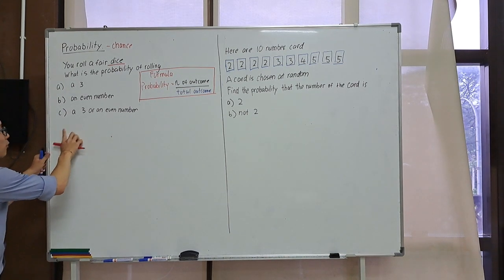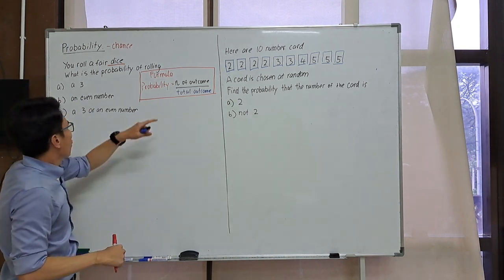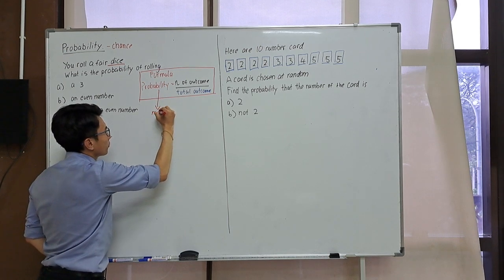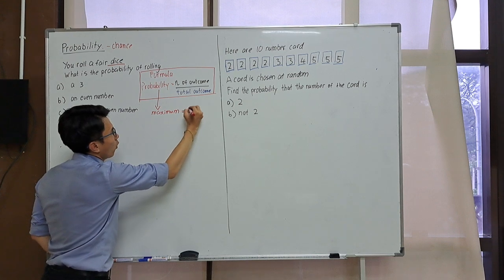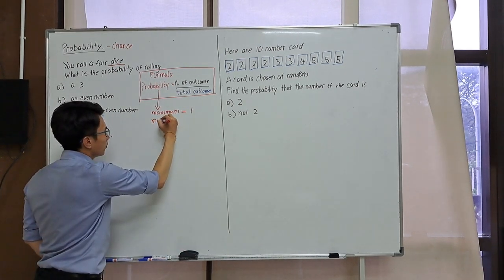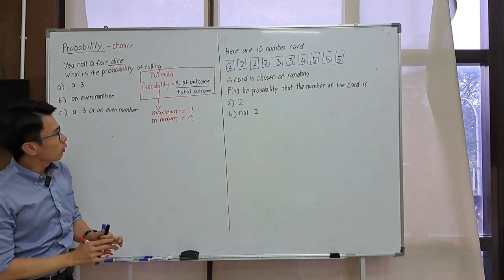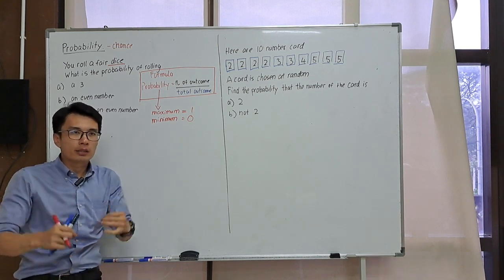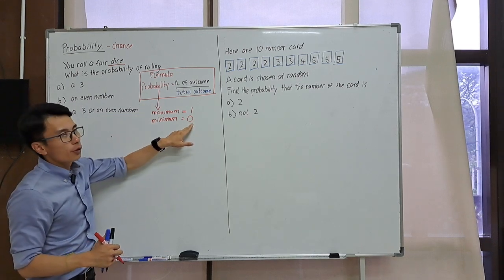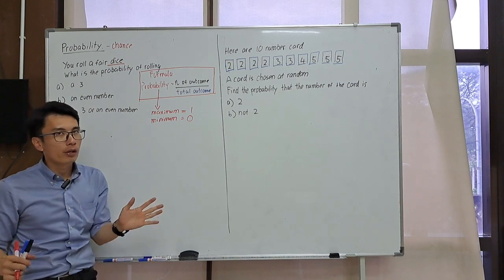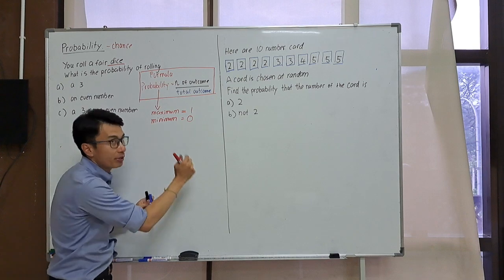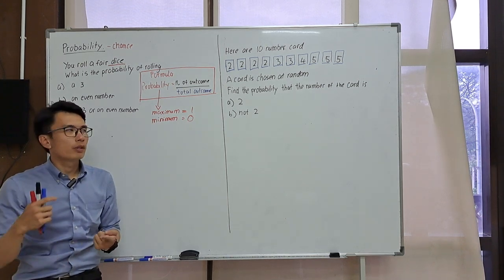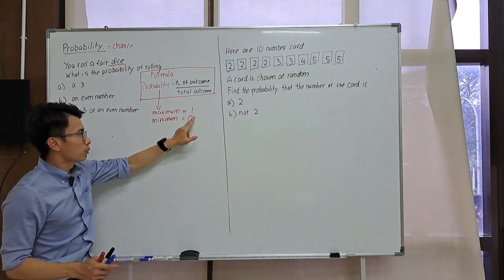Now, before I move on to this example, there are a few things that I would like to emphasize. When we talk about probability, the maximum probability is 1. The minimum is 0. So what do 1 and 0 mean? If you get a probability of 1, it means that event will happen. It's 100% that event will happen. If you get 0, it means that event will not happen at all. So in probability, your answers will always be between 0 and 1. You must take note of that. Your probability will never be negative, and it will never be more than 1.